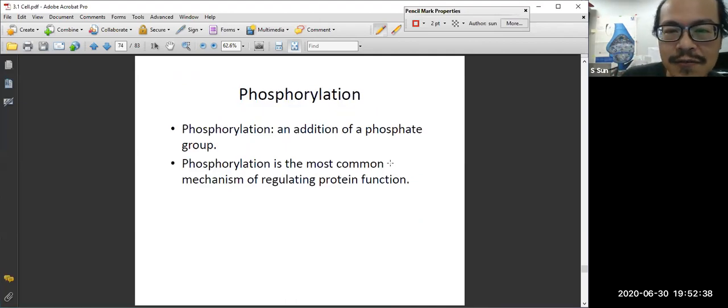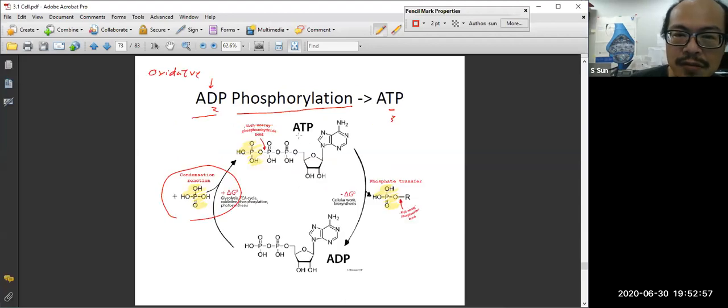Phosphorylation, adding a phosphate, is a common mechanism to regulate protein function. So sometimes we have a protein, we can add phosphate to it, a phosphorylation process. But this is also a process here to produce ATP. This is not a protein, this is a nucleotide. And add phosphate to it, we can produce ATP.